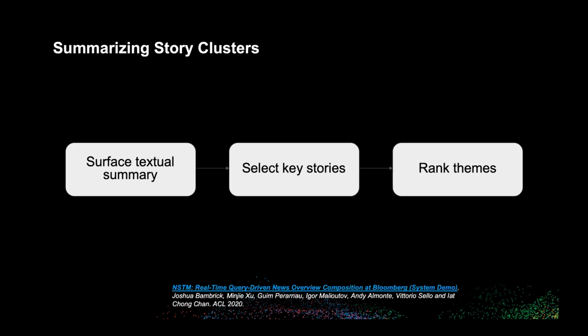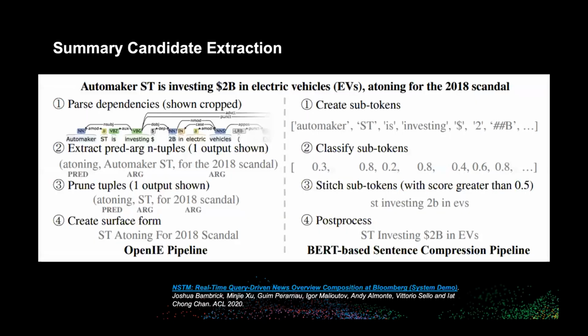Let me spend a little bit of time on textual summaries, because it's one of the areas where there have been a tremendous number of gains in the literature over the past bunch of years, and the performance has been pretty surprising to me. So the team looked at two different approaches. One was an OpenIE approach, and the other was a neural network BERT-based sentence compression pipeline.